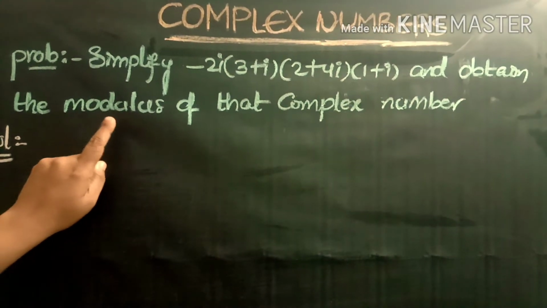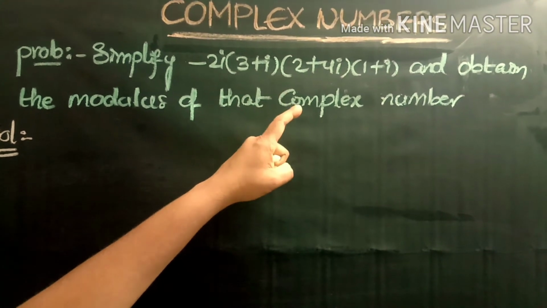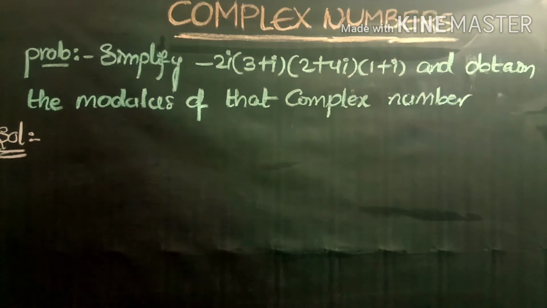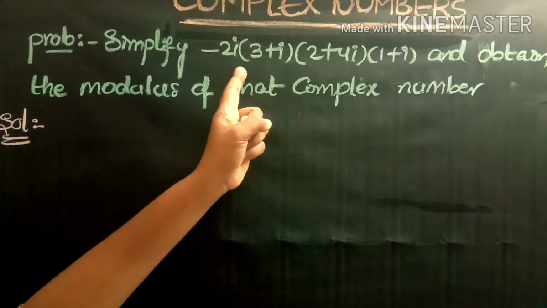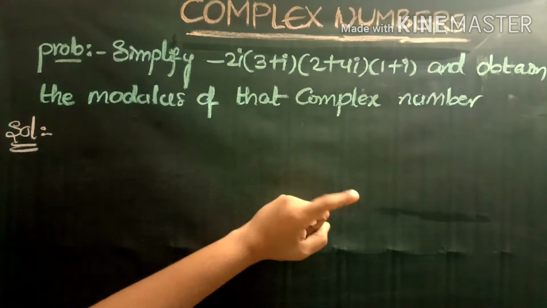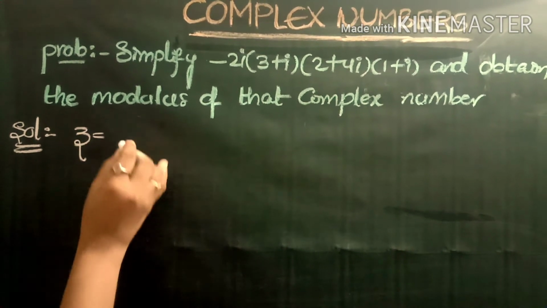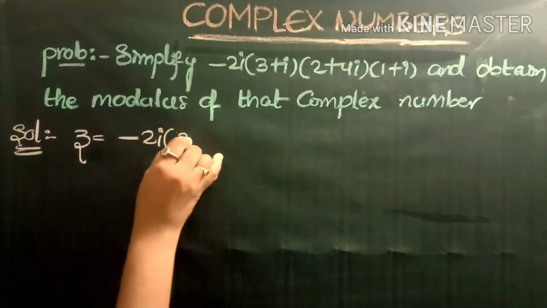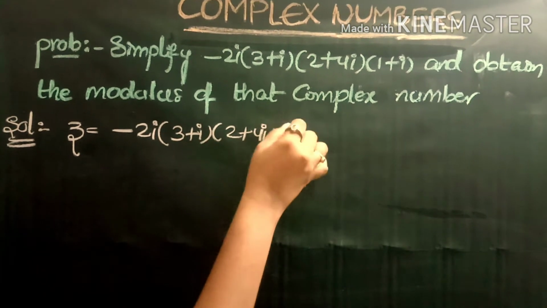Next problem: simplify minus 2i into (3 plus i) into (2 plus 4i) into (1 plus i) and obtain the modulus of that complex number. So the given question is to simplify the given complex number. Simplify means we have to change the given complex number into the form x plus iy. So first we take the given complex number as z, that is z is equal to minus 2i into (3 plus i) into (2 plus 4i) into (1 plus i).